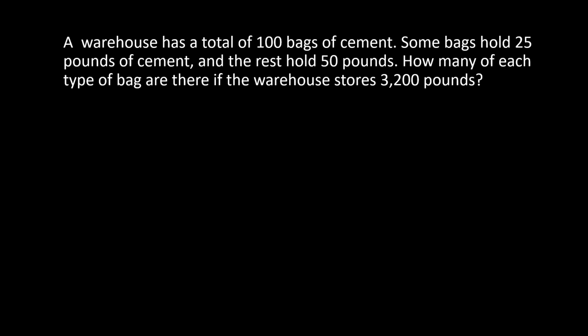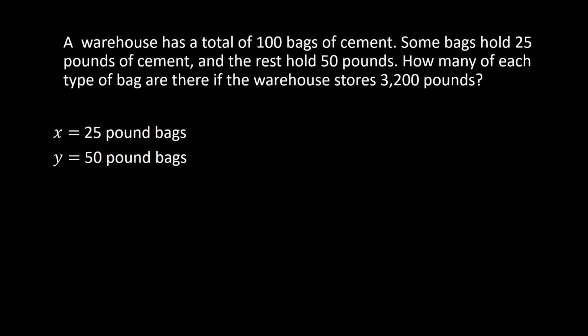Now, the first thing you want to do whenever you solve a word problem is figure out what you are really trying to find and use that to set up what your variables are going to be. So the question is asking how many of each type of bag are there? Well, there are 25-pound bags and there are 50-pound bags. So those are going to be my variables. If we let x be the number of 25-pound bags and y be the number of 50-pound bags, we can then use that to set up my equations. So that is your first step, set up your variables.